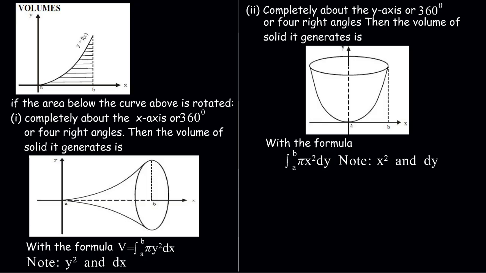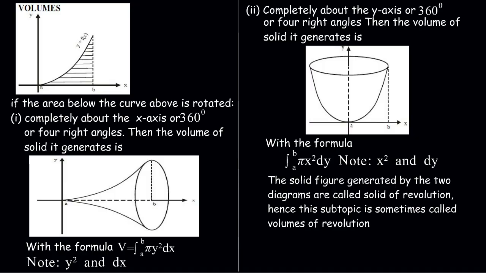That is, if we are rotating along the x-axis, the volume is the integral of pi y squared dx from b to a, and if we are integrating along the y-axis, the volume will be the integral of pi x squared dy from b to a. Now the solid figures generated by the two diagrams are called solids of revolution. Hence this subtopic is known as volume of revolution.